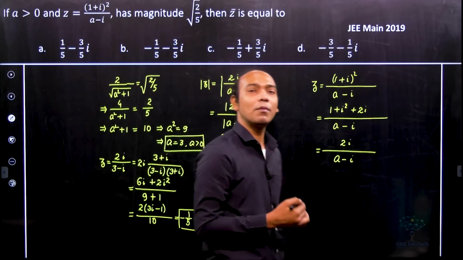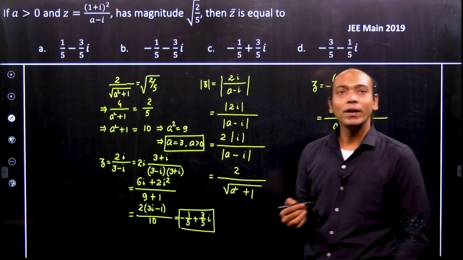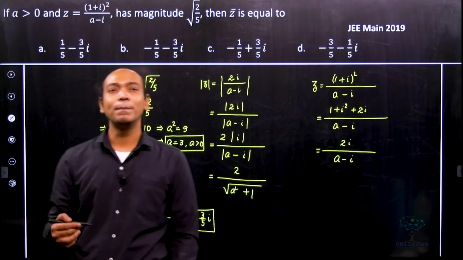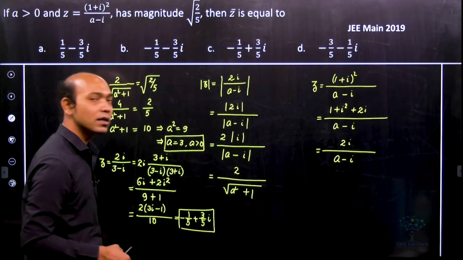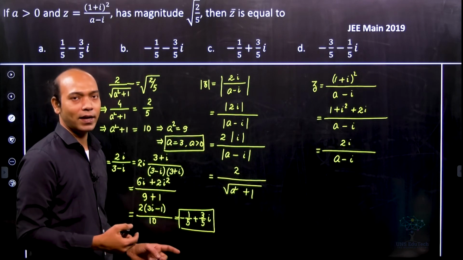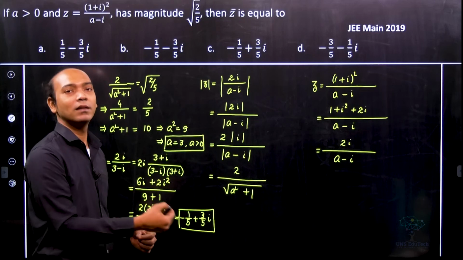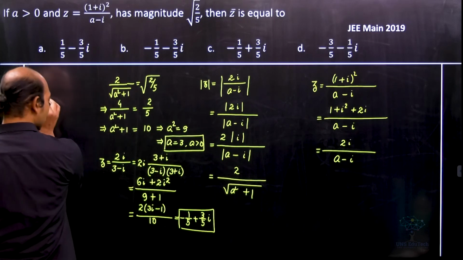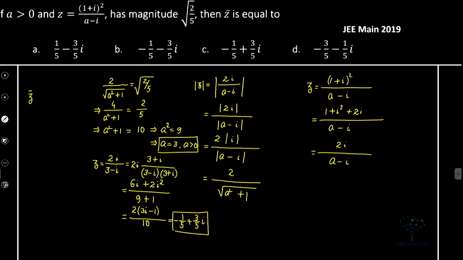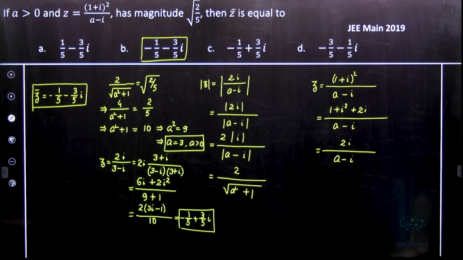Now, whenever the complex number is calculated, we can easily calculate the complex conjugate. What is the complex conjugate? We just need to change the sign. So for this problem, the required conjugate z bar is actually minus 1 by 5 minus 3 by 5 i. So we obtain the z bar. Therefore, based on our calculation, option B for this particular problem is the correct choice.